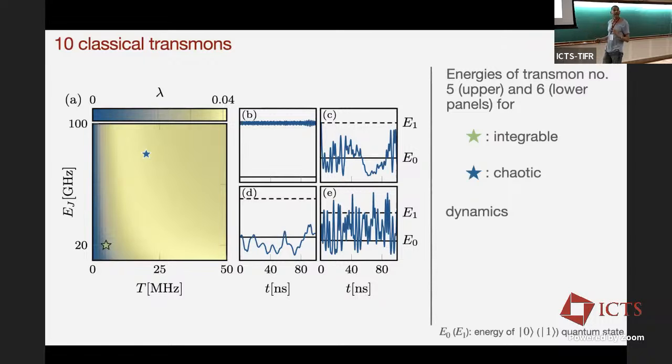That's the coupling between qubits, in dimensionless units.